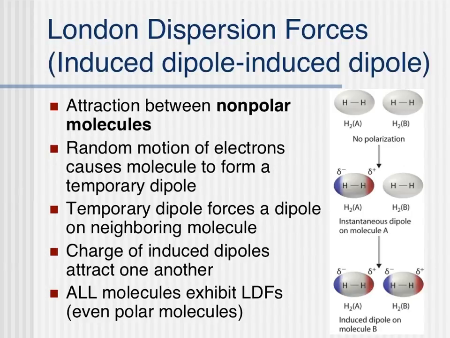The weakest, but really the most important of all the IMFs, is an induced dipole, which is nonpolar, to another induced dipole, which is another nonpolar. It's so important, it's got its own name, called London dispersion force, but if you are ever writing about it, please just save yourself some time and just call it an LDF.